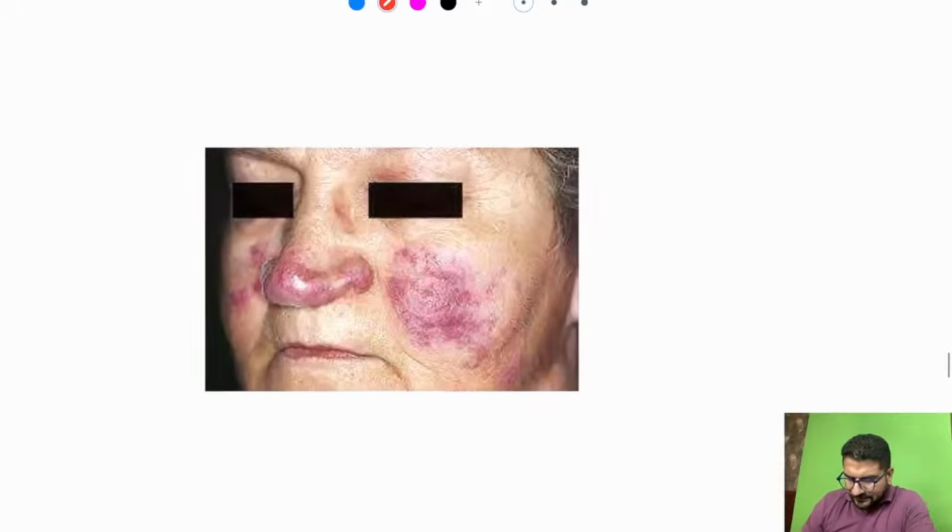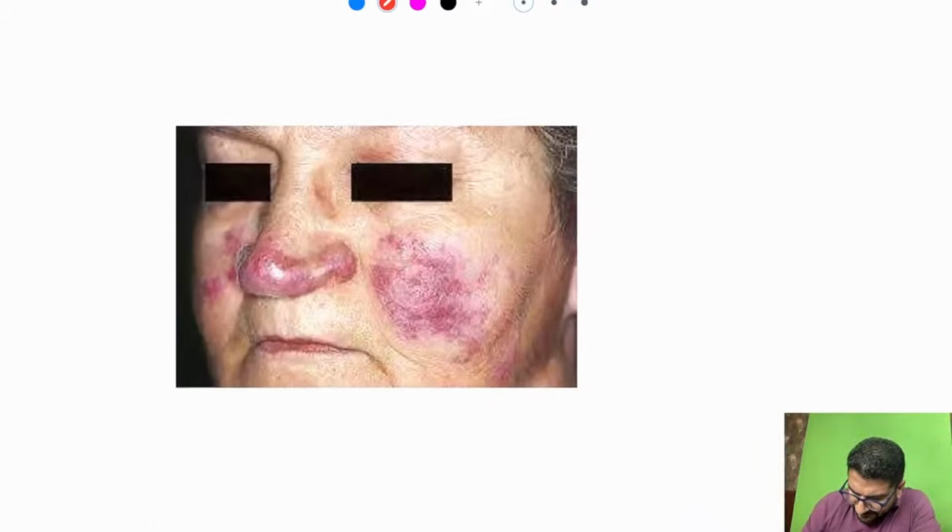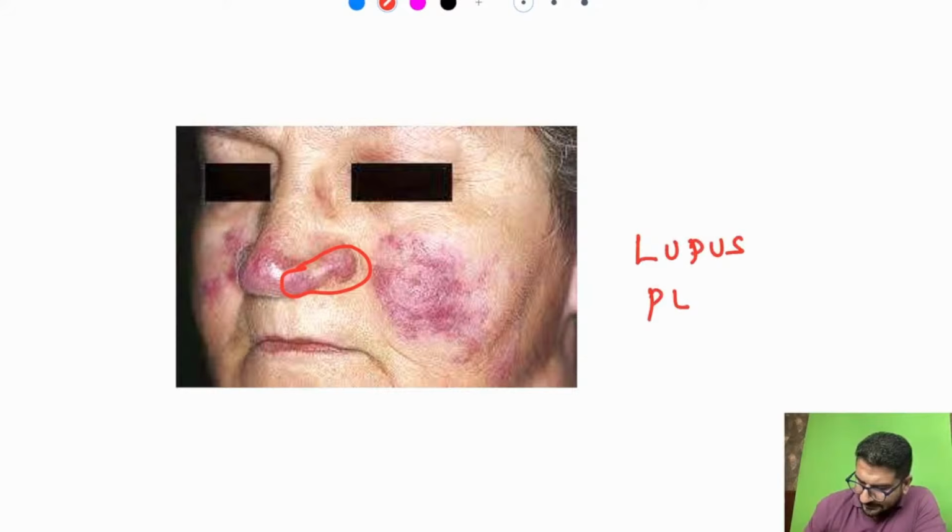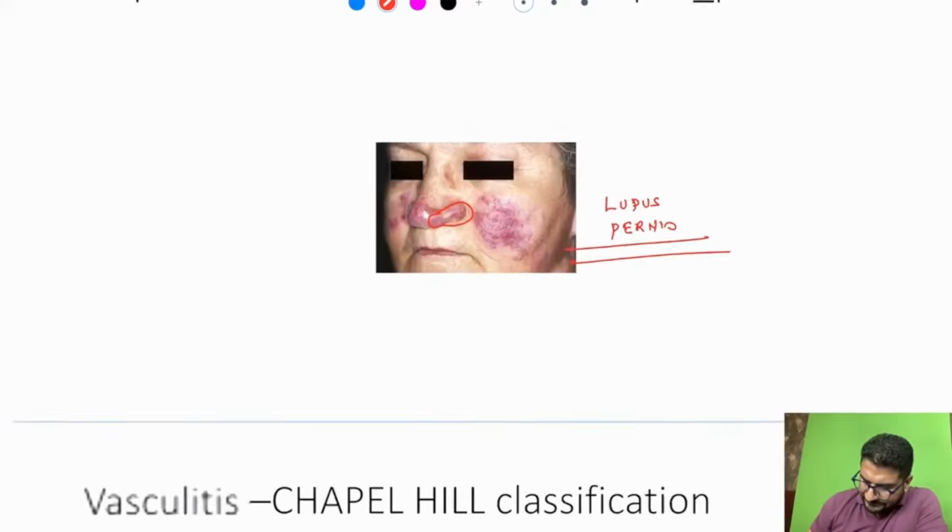This is a rash which we call lupus pernio. अब देखो यहाँ पे ये जो फोल्ड दिख रहे हैं नाक वाले फोल्ड, these folds are actually not involved in SLE, बट यहाँ पे ये फोल्ड इन्वॉल्व होंगे. तो इसको हम क्या बोलते हैं, we call this lupus pernio. This is called lupus pernio.